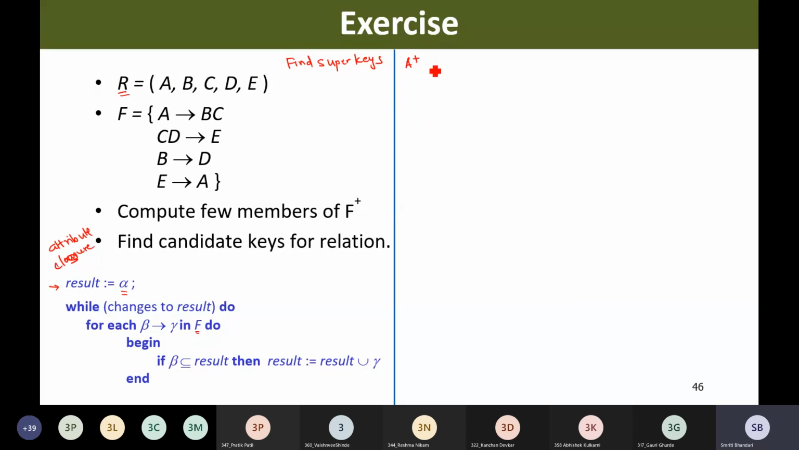I appeal to all of you to use pen and paper and compute the attribute closure with me. So what is A plus? Apply this algorithm and tell me what is A plus, or the attribute closure of A. Yes, anybody?